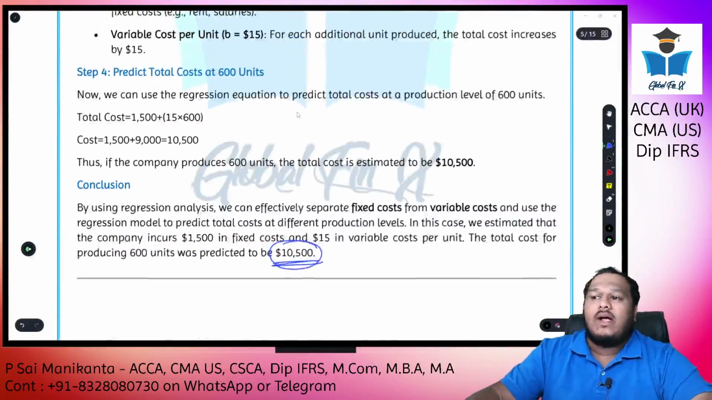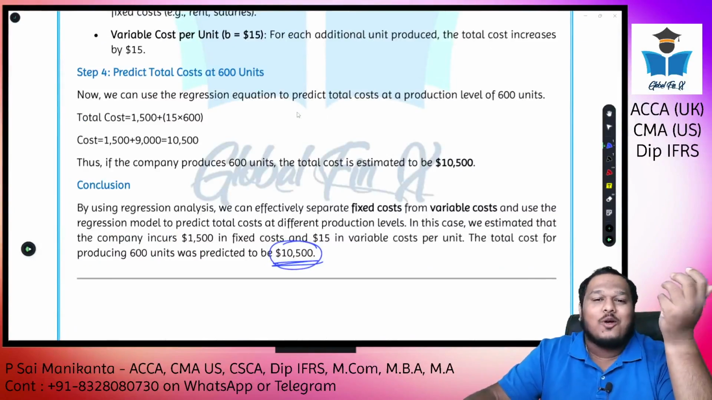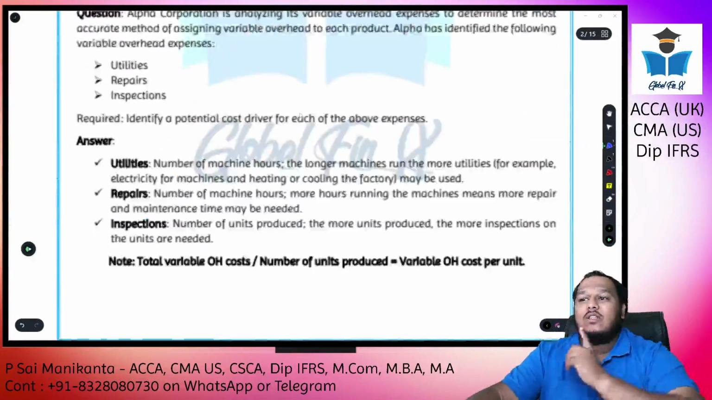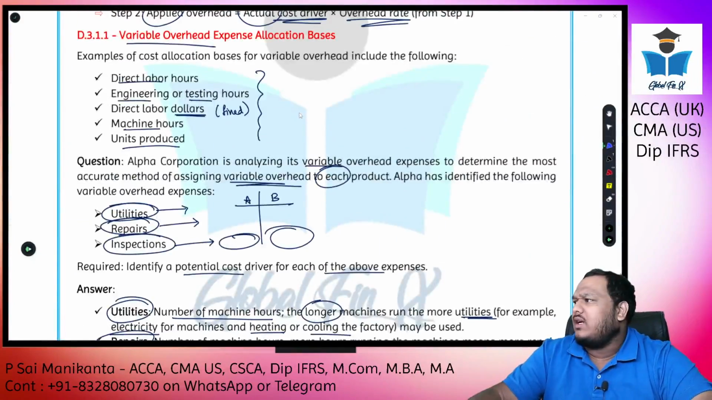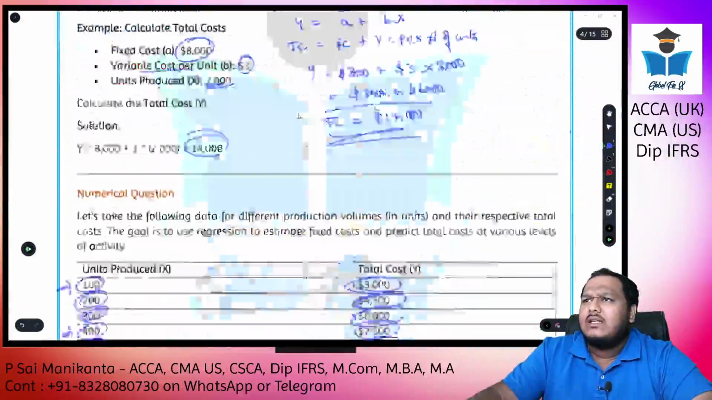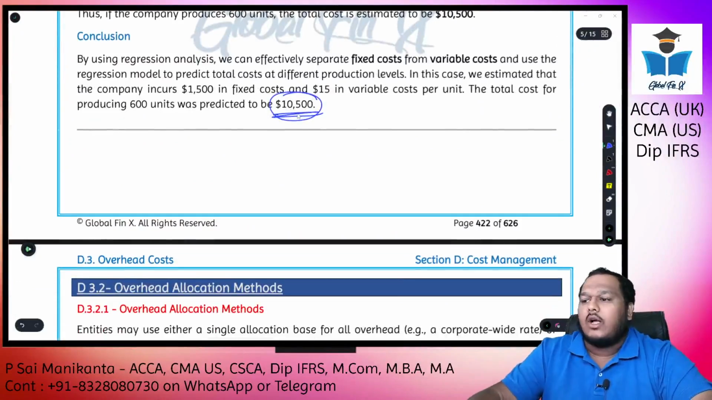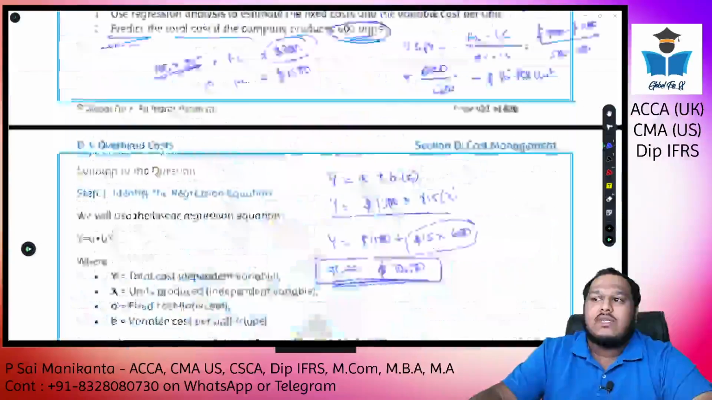So with that, we wind up the first recap topics of D1 and D2, fixed cost and variable cost. In the next lecture, we are going to start with D3.2, I guess, overhead allocations. Yes. Okay, overhead allocation methods will start in the next lecture.